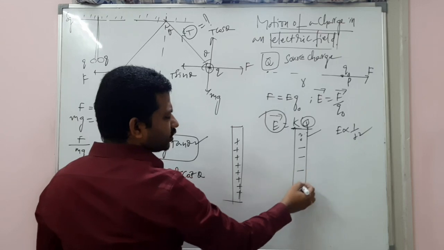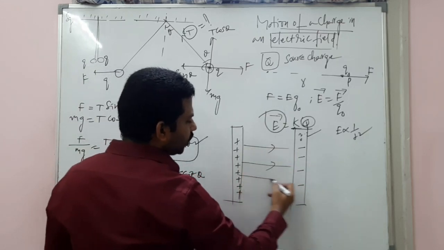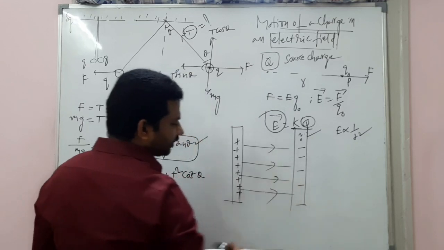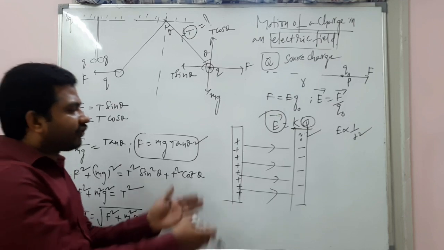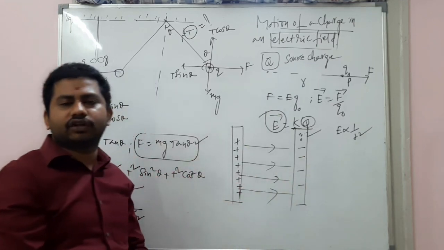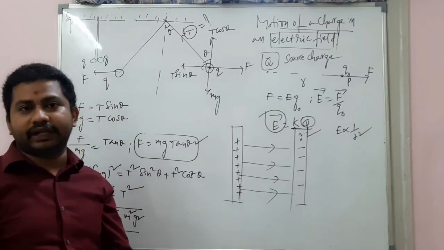A negatively charged plate is also here. You know already how the electric field lines will move. So this is how the electric field lines will move, and electric field lines will always move from the positive terminal to the negative terminal. That means from the positively charged plate to the negatively charged plate.